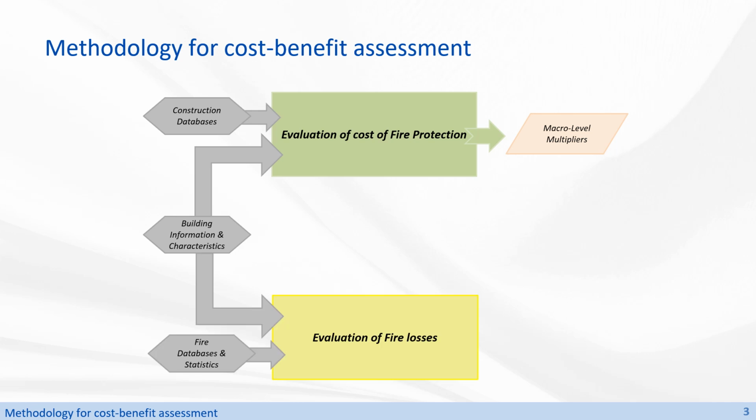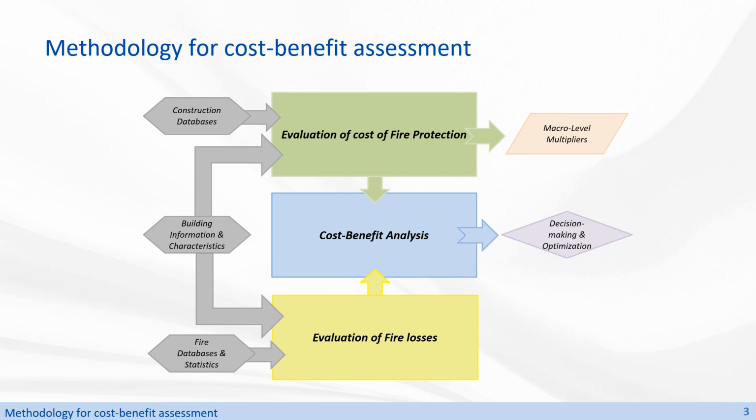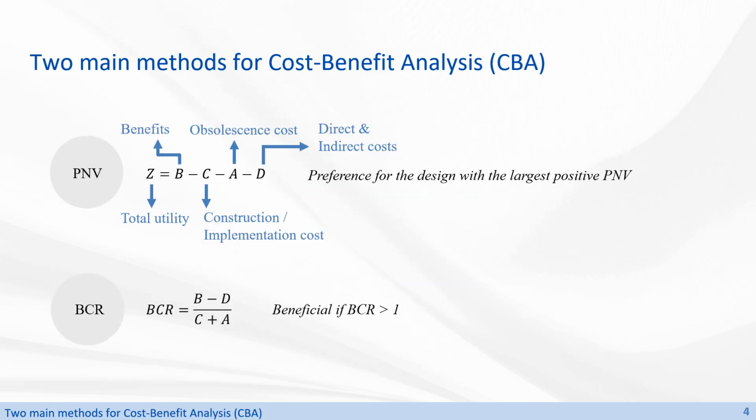Then the evaluation of fire losses is conducted based on the definition of the fire hazards, followed by estimation of direct and indirect losses. Finally, the cost-benefit analysis can be conducted based on these cost components within a framework of present value evaluation, which can help the decision makers to select the preferred fire safety measures with the highest lifetime utility. So there are two main methods for the cost-benefit analysis.